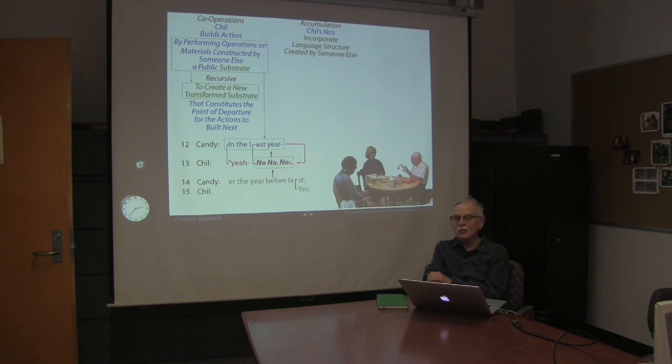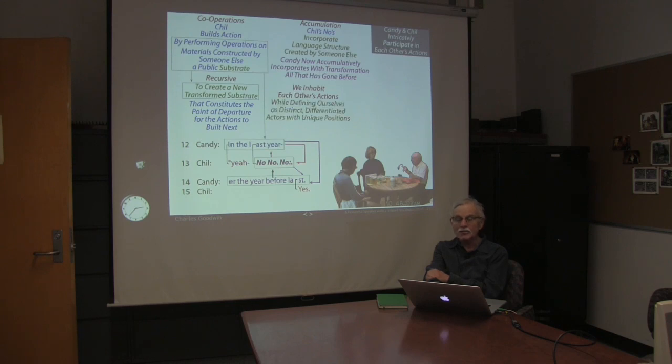Chil's no's incorporate language structure created by somebody else. The structure accumulates. And Candy accumulatively incorporates, with transformation, everything that's gone before. She's operating on Chil's no, but at the same time, she's reusing the first thing that she said, but transforming it into something different. So Candy and Chil intricately participate in each other's actions. Again, we inhabit each other's actions.